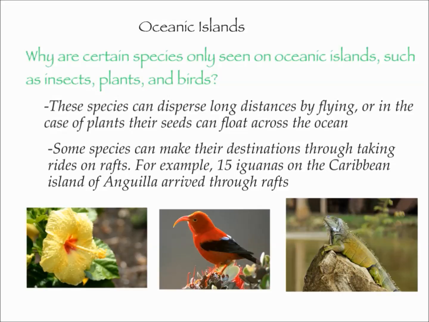Some species can make their destinations through taking rides on rafts. For example, 15 iguanas on the Caribbean island of Anguilla arrived there through these rafts, which probably arrived there through a hurricane. Trees are rare because their seeds don't usually make it to the islands because they can't float. Overall, the species seen on oceanic islands are the ones that can disperse there and come from the nearest mainland.